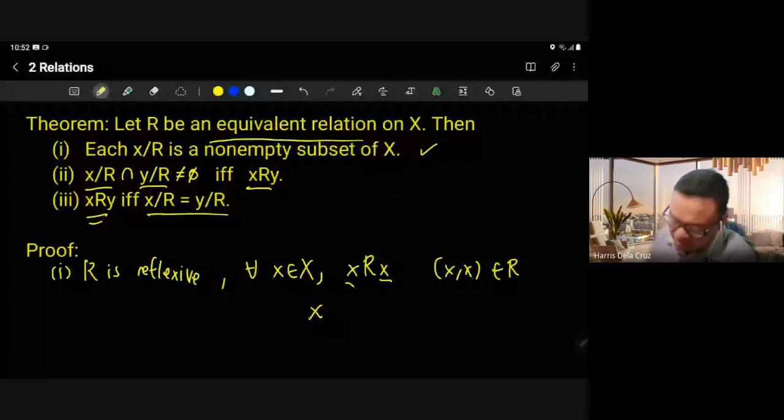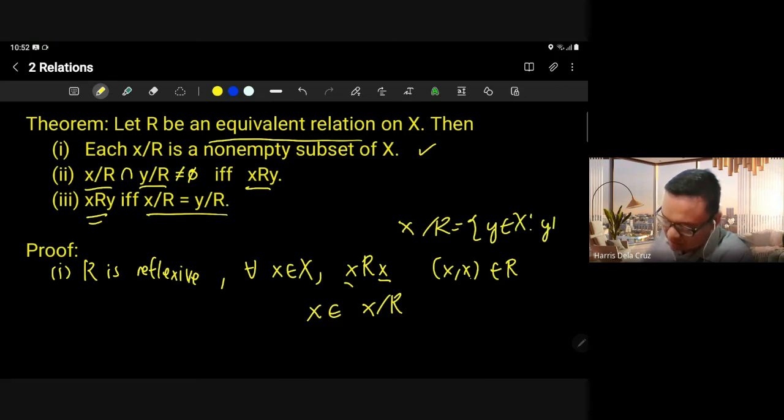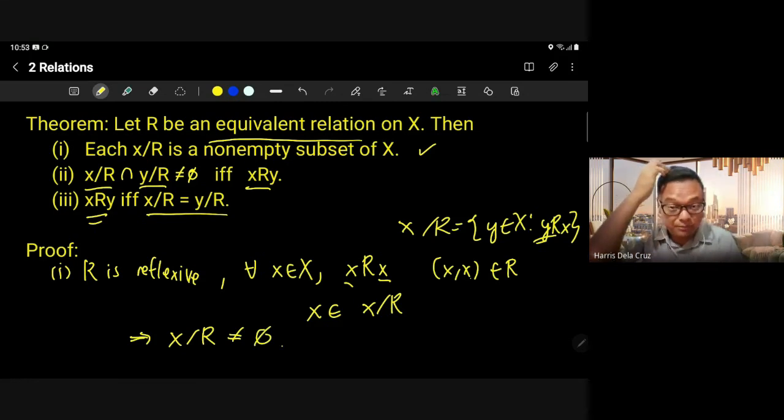So if x is related to itself, yung unang x dapat ay element nung x over R. Kasi by definition, ibig sabihin ng x over R, lahat ng element ni X such that si y related kay x. Sabi natin na x related sa sarili niya, di ang x nandun sa set na yun. Tama? So dahil yung x nandun sa set na yon, ang ibig sabihin, may laman siya. So we were able to establish that x over R is not empty.